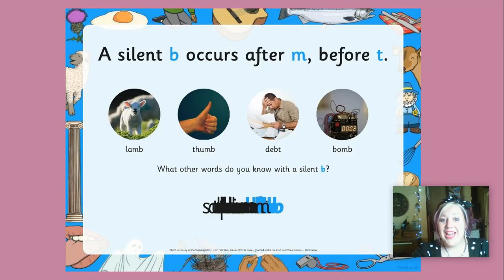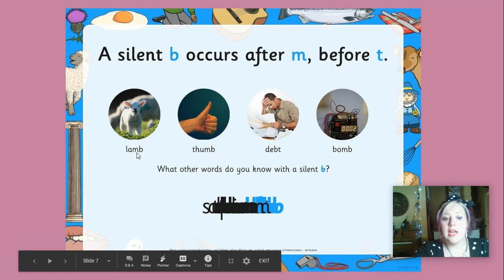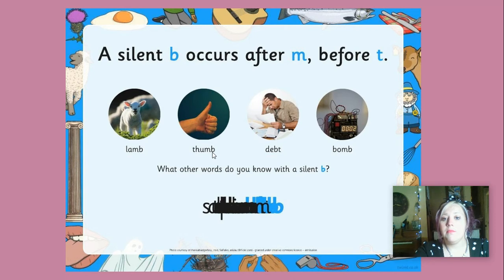Okay, let's look at silent B. Silent B occurs after M, but before T. It's a lot to remember, right? Okay. So I'm taking a look. I see an M, so I know it's going to be silent. So lamb, lamb. Thumb. Okay, now here's the T. I know that it's before, so it's going to be silent. Debt. And then I see the M, so I know it's going to be silent. Bomb. Okay, so silent B is after an M, before a T.